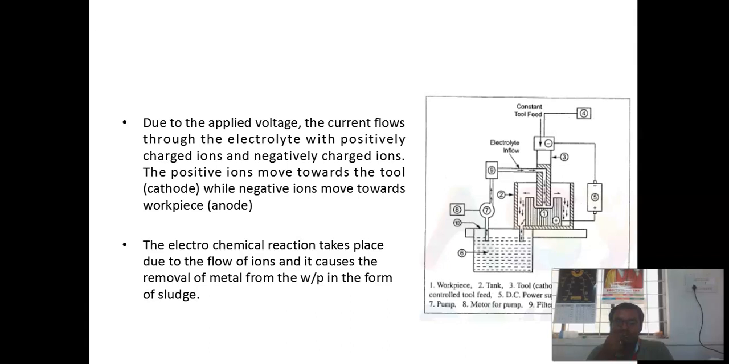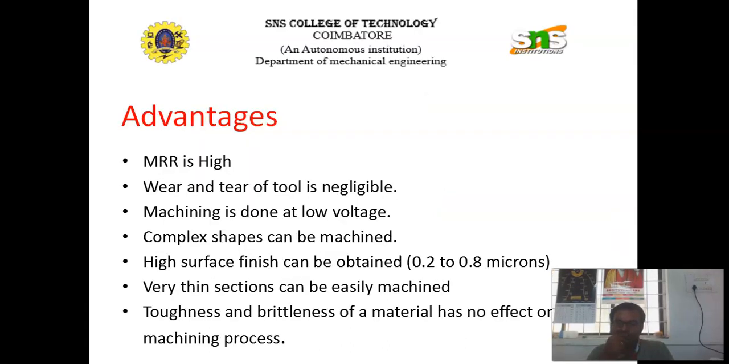Due to the applied voltage, current flows through the electrolyte with positively charged ions and negatively charged ions. The positive ions move towards the tool cathode, while negative ions move towards the workpiece. The electrochemical reaction takes place due to the flow of ions, and it causes the removal of metal from the workpiece in the form of sludge.